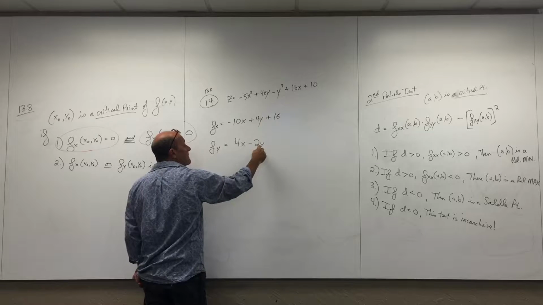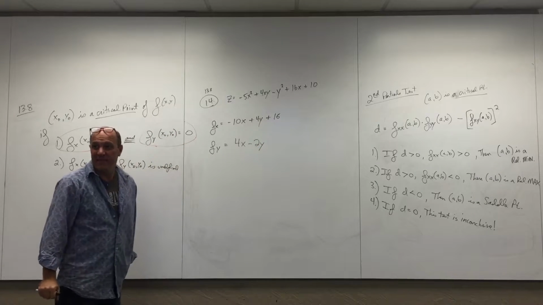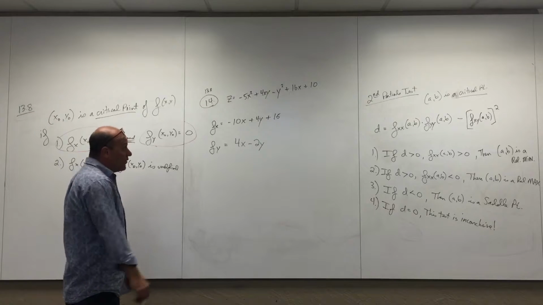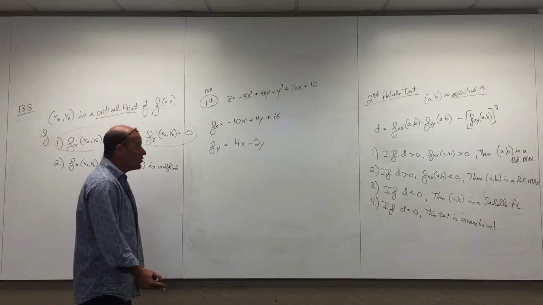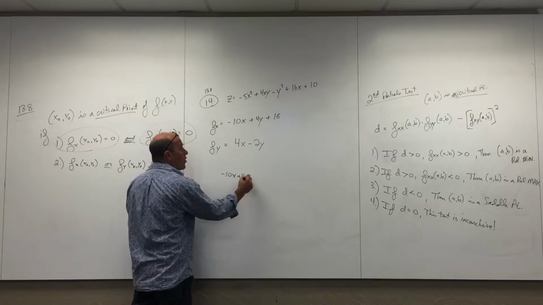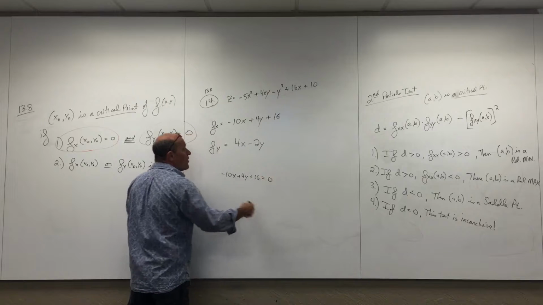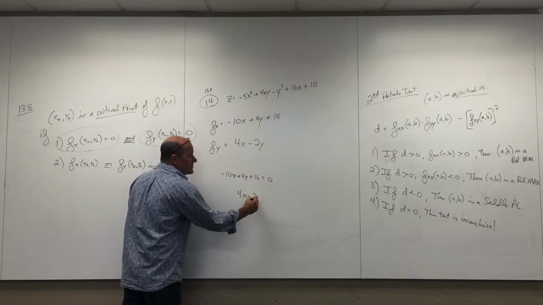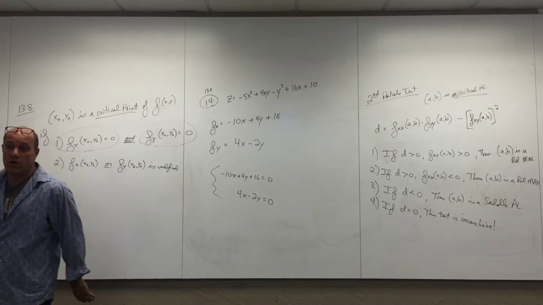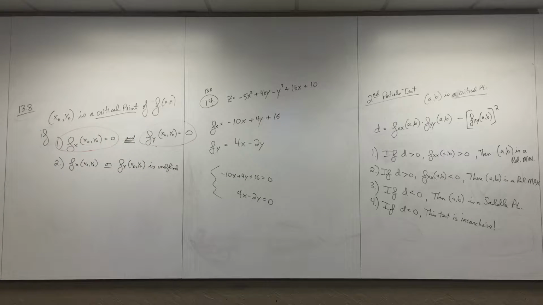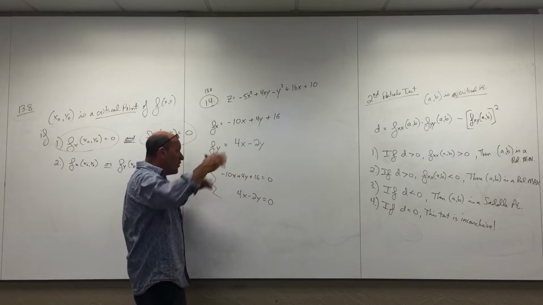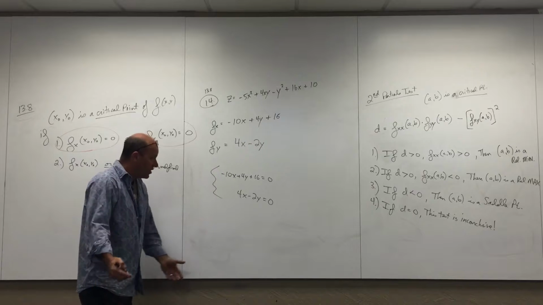I think I'm done. Okay, so again, this one's going to be kind of easy. Now we set both of these equal to 0. Negative 10x plus 4y plus 16 equals 0, and also 4x minus 2y equals 0. All of a sudden, it's like solving two equations, two unknowns. You're back to algebra. There could be multiple answers, though. I think this one will only have one answer.